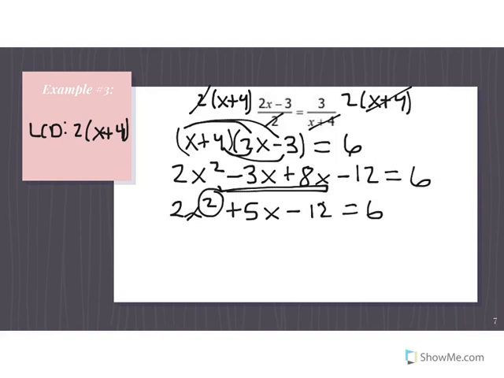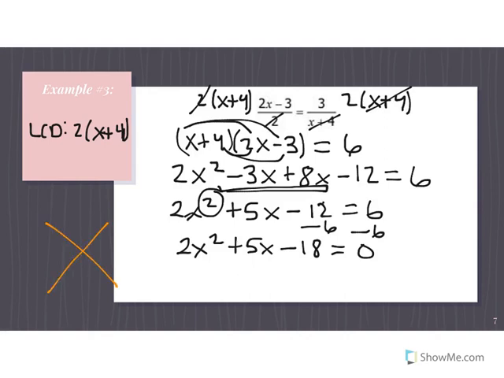Well, guess what? I have another quadratic, so I have to get one side to equal 0. This only has a 6 on it, so I'm going to go ahead and subtract 6 from there. So now I get 2x squared plus 5x minus 18 this time equals 0. So now I'm going to use my diamond method over here. I'm going to try and figure out what two numbers multiply to 2 times negative 18, which is your negative 36, but add to 5. So I am checking to see what two numbers multiply to negative 36 but add to 5.